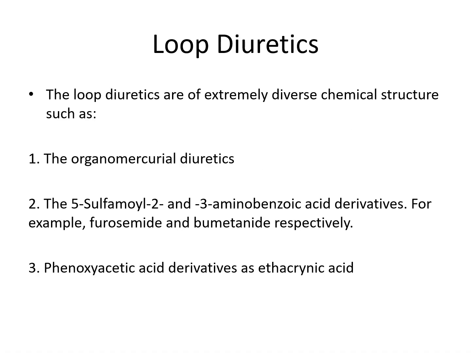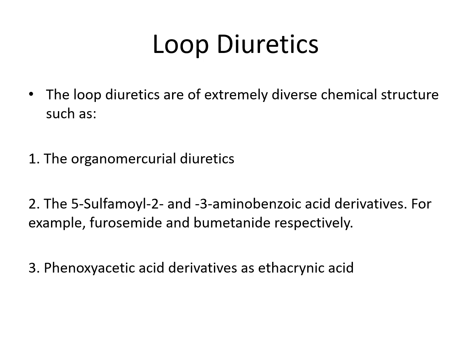بالبداية اللوب دايوريتكس are compounds in general هم عبارة عن extremely diverse chemical structure, and they are classified into three main classes of chemicals. أول واحد اللي هو الأورجانوميركوريال diuretics. الجروب الثاني اللي هي 5 sulfamoyl 2 or 3 aminobenzoic acid derivatives، ومن ضمنهم ينطبق عليهم الفيروسمايد as well as the butyranide. And then we have the phenoxyacetic acid derivative as ethacrylic acid, which is the third class.